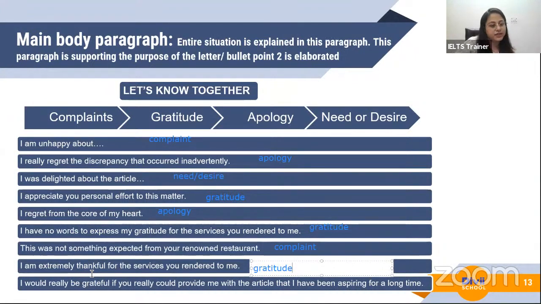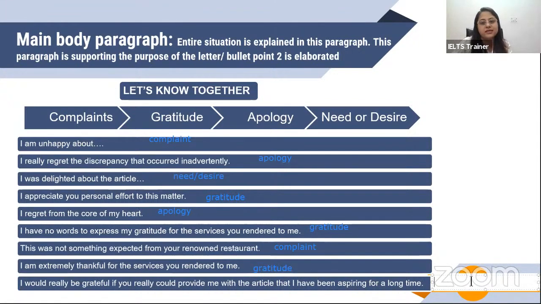Last but not the least is, "I would really be grateful if you could provide me with the article that I have been aspiring for a long time." If that article is going to be provided to you, you will be very happy to have it. That comes into the category of need and desire, because you have not yet received the article. You are aspiring for that person to provide the article to you. So all these are different letters.